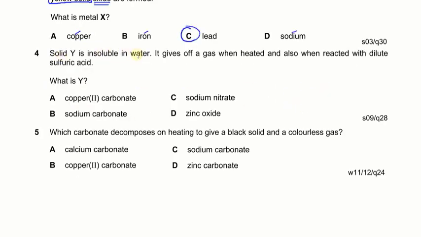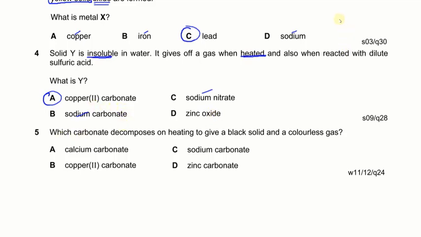Solid Y is insoluble in water. It gives off a gas when heated and also when reacted with dilute sulfuric acid. What is Y? Okay, so we have a compound that is insoluble. Sodium nitrate is soluble, sodium carbonate is soluble. Now we are left with two: copper carbonate and zinc oxide, which are both insoluble. It gives off a gas when heated, so it would be copper carbonate, because zinc oxide cannot give you any gas when heated. It does not decompose. So A is the answer.